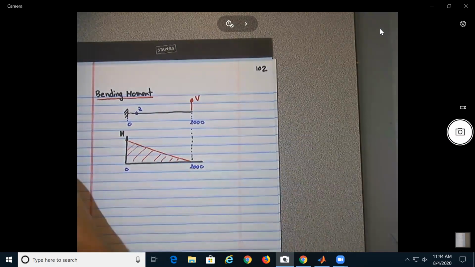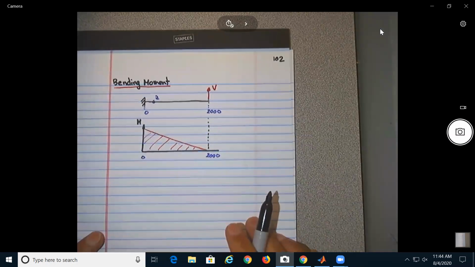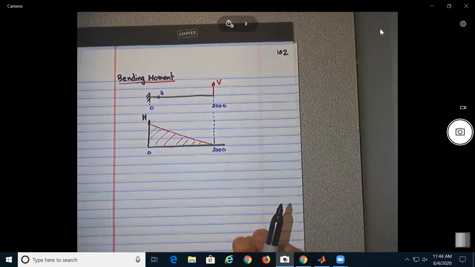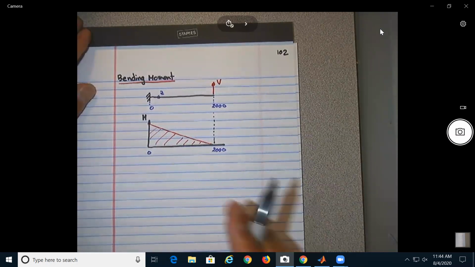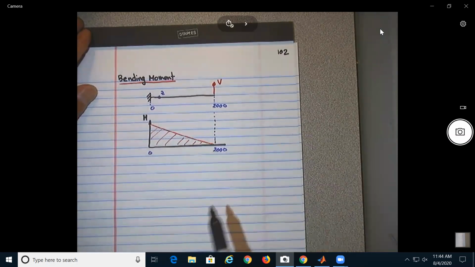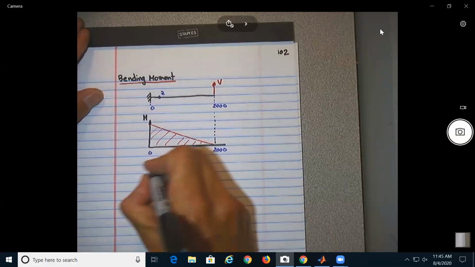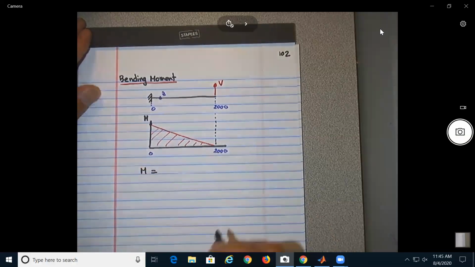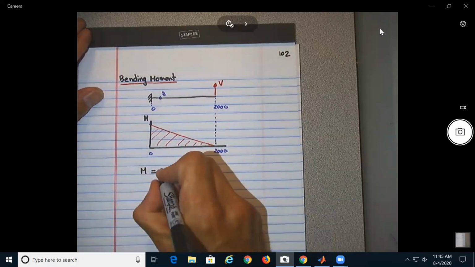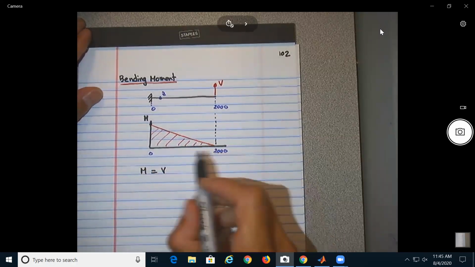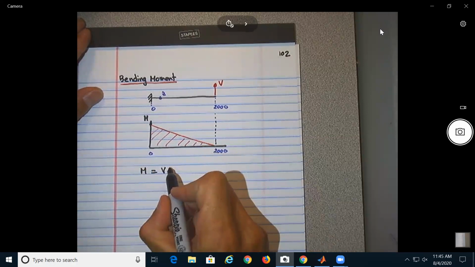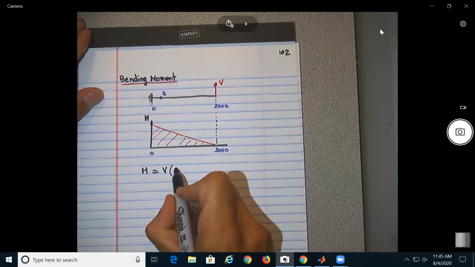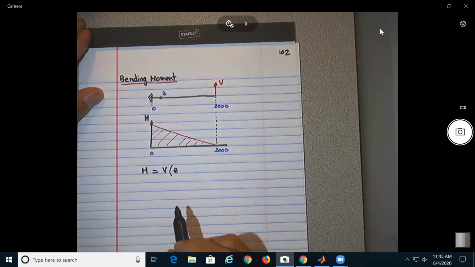So I mean, we can do the equations, but we can do it pretty quick. Could do the summation of moments, make the cut and everything, but I think we can do it pretty quick here. M will be equal to what? Should be equal to V, but now we know that it needs to be equal to 0 at 2000, no? So what can we do?